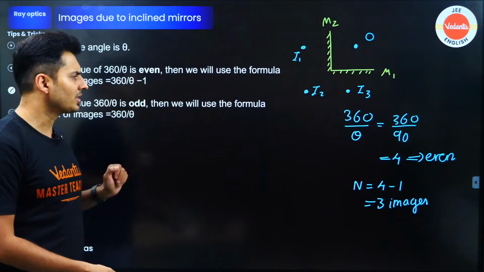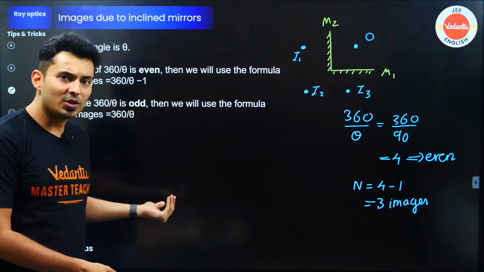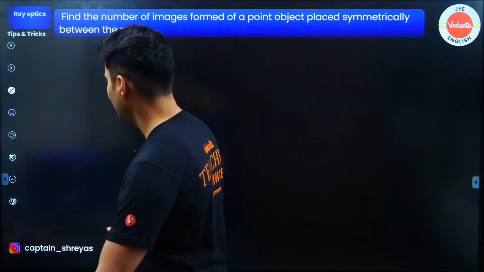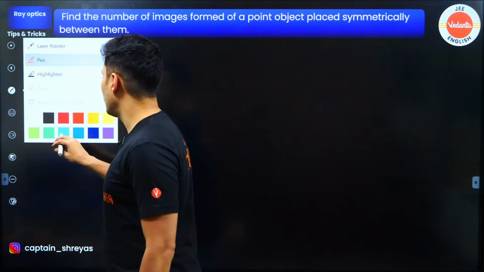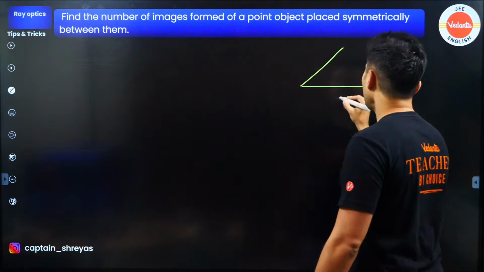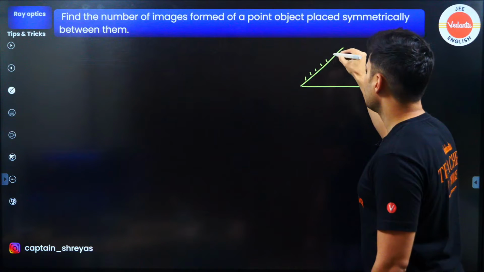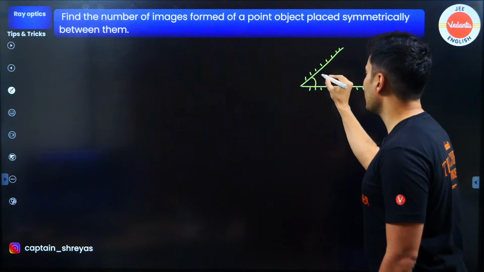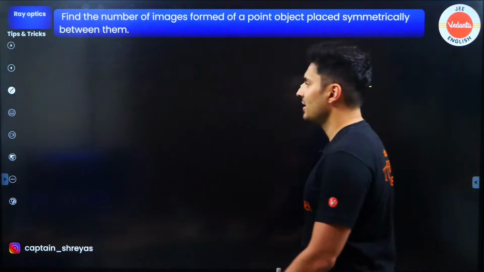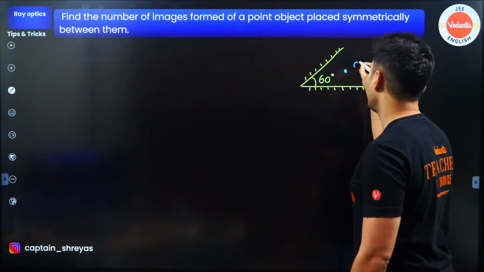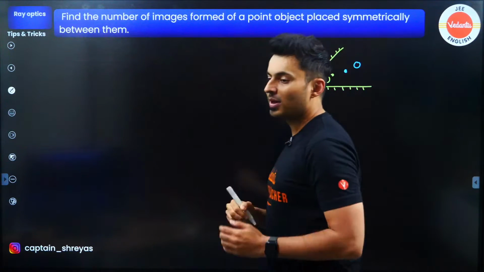Good evening, 2K gamers. So let's use this and solve some questions. Let's see how many of you are able to solve this particular question. Okay, so basically, there are two mirrors, and let us say they are inclined at 60 degrees. Let's see how many of you are able to quickly figure out, if I place an object over here, the number of images formed.